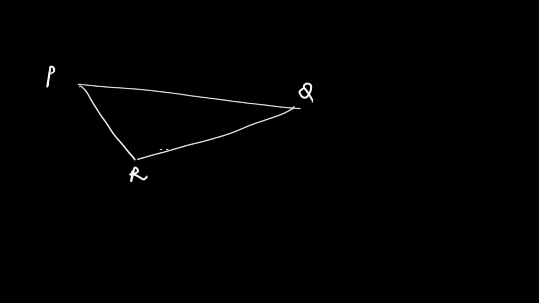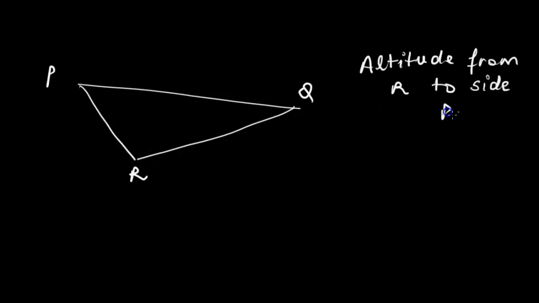However, it need not cut the opposite side into two equal halves. For example, if we want to draw an altitude from R to side PQ, we need to make sure that the line that starts from R meets the side PQ at an angle of 90 degrees. However, if we mark it as S, side PS is not supposed to be equal to side SQ. And we can see that this side PS is smaller than this side SQ. The only requirement for an altitude is to fall at an angle of 90 degrees to the opposite side.